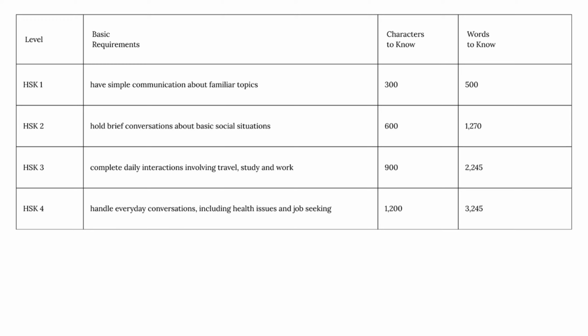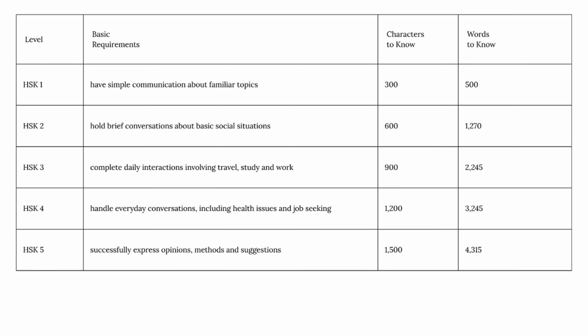HSK 4, you should be able to handle everyday conversations, including health issues and job seeking. 1,200 characters to know, 3,245 words to know. HSK 5. You should be able to successfully express opinions, methods, and suggestions. Characters to know is 1,500.